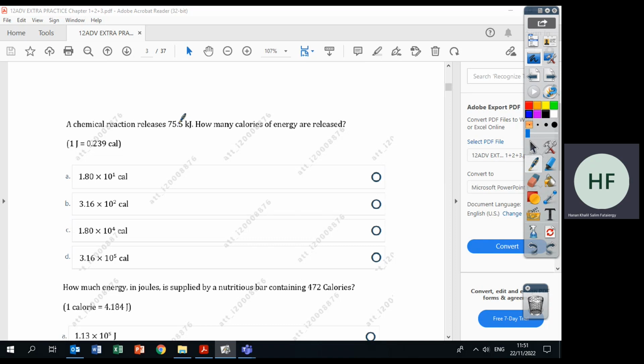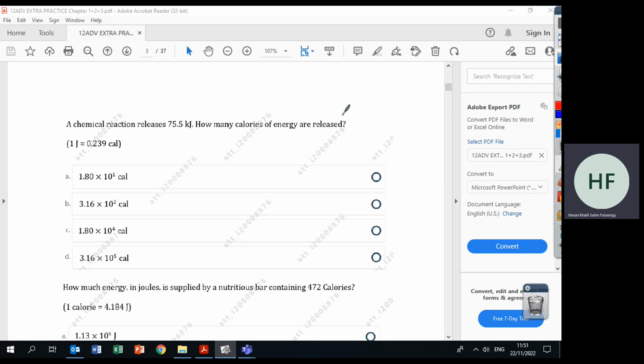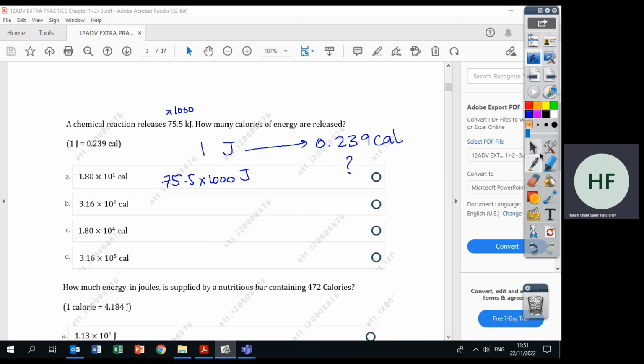A chemical reaction releases 75.5 kilojoules. How many calories are released? He gave you this as a hint to help you. So here, according to this, 1 joule is equivalent to 0.239 calories. Now this one is given in kilojoules. How do you change it to joules? We multiply it by 1000. Of course, joules should be written under joules. You cannot write joules here because this is calories. So you write 75.5 times 1000 joules. And the question is how many calories? So under calories, I will write question mark.